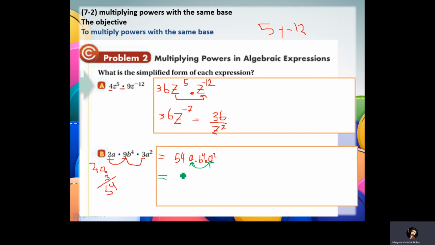So let me continue. So that is 54, A to the power, if there is nothing, that means it's a 1. If there is nothing again, that means it's a 1. So 1 plus 2, it's a 3. Times, drop this one, just drop it. B to the power 4. You are done. All the powers positive. The multiplication done. There is nothing to simplify it with.